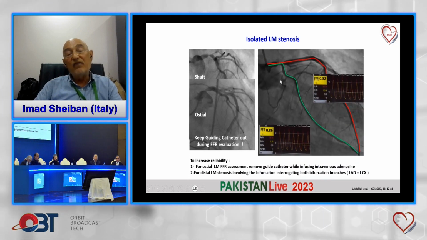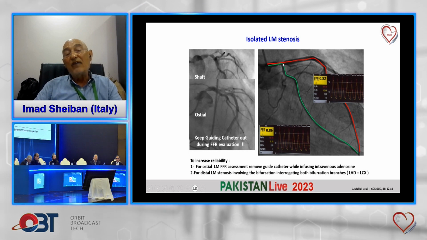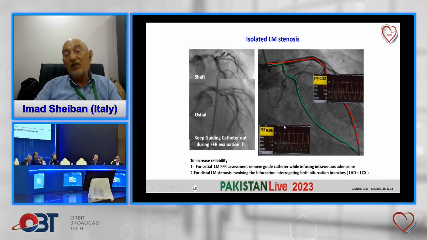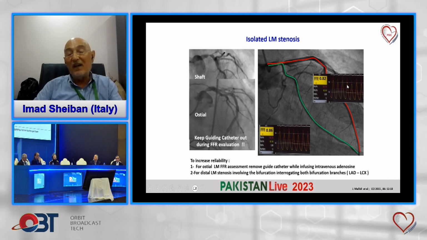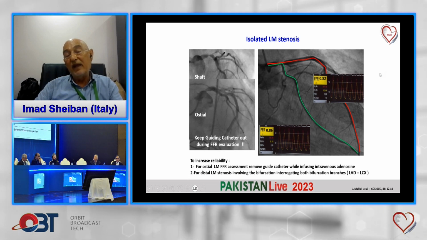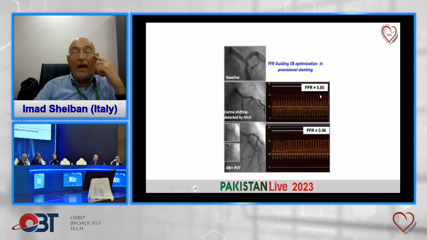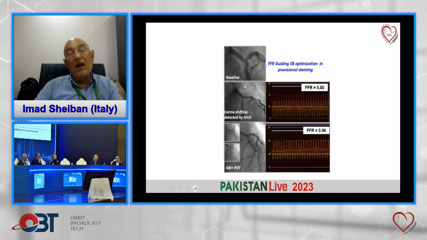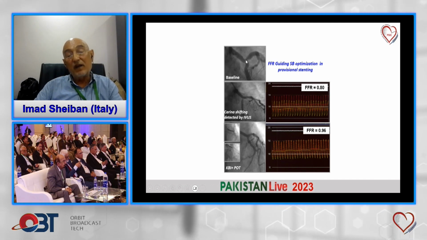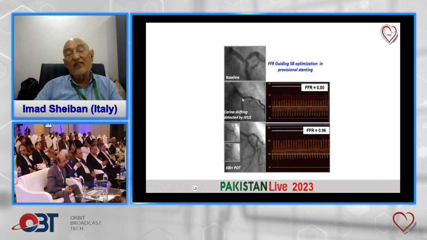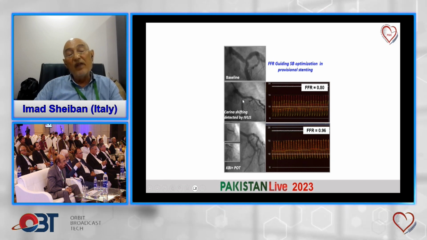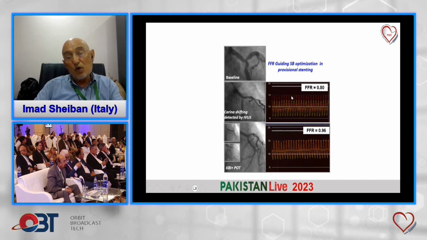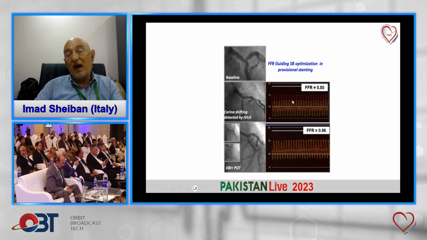So if you are going to evaluate distal left main, you have to study both branches, that means both LAD and circumflex, in order to have more reliable data for the ambiguous stenosis in distal left main. But the main use of physiology, I think, is still the side branch after stenting, particularly in provisional stenting, when you have some shifting or some narrowing on the side branch, then FFR can help you in choosing or selecting the appropriate approach.